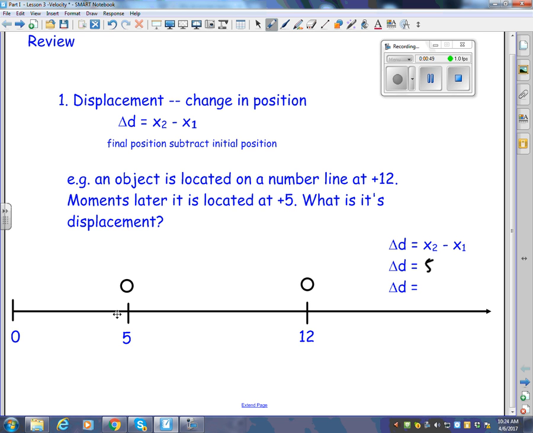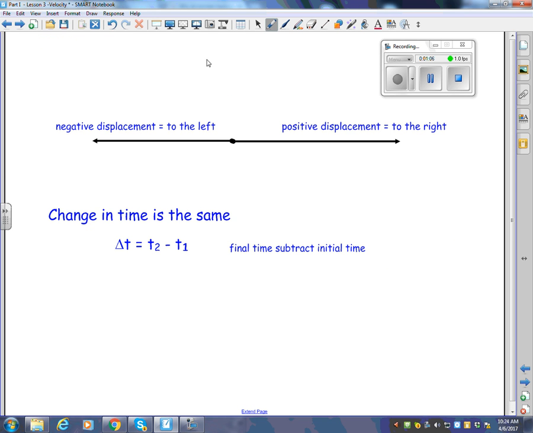It's not necessarily going from left to right. So that's going to be 5 minus 12, which is minus 7. And you can't count there, can you? Because I drew that number line like that. Minus 7. Right? Displacement. You have to be able to do that. Okay. Negative displacement is to the left. Positive displacement is to the right.